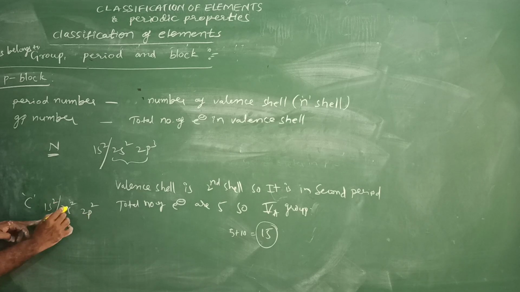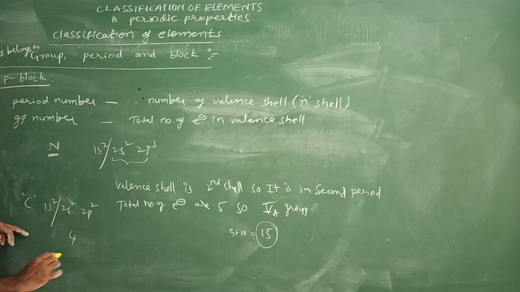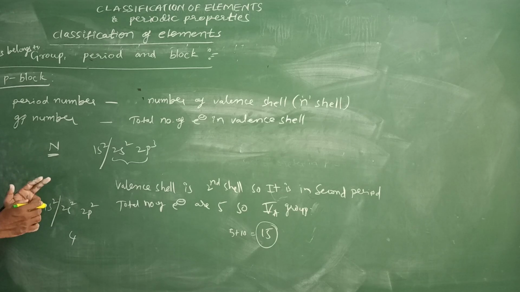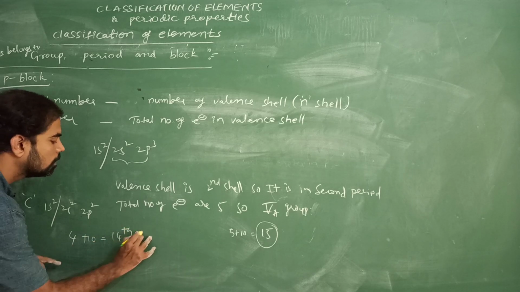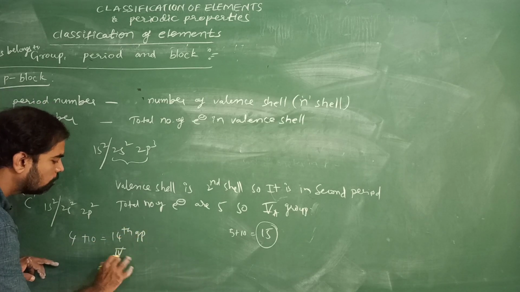First shell, second shell. In the second shell, how many electrons? 4 electrons are present. It belongs to 4A. For the group number, here simply add plus 10. We get the 14th group, or in Roman letters, 4A.